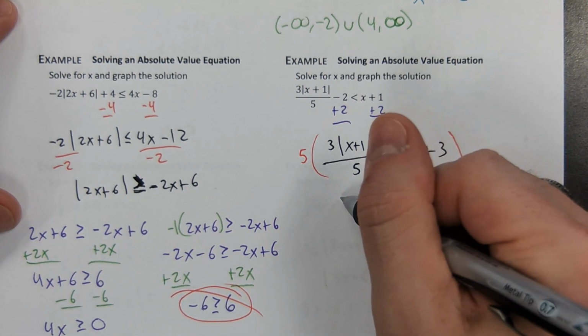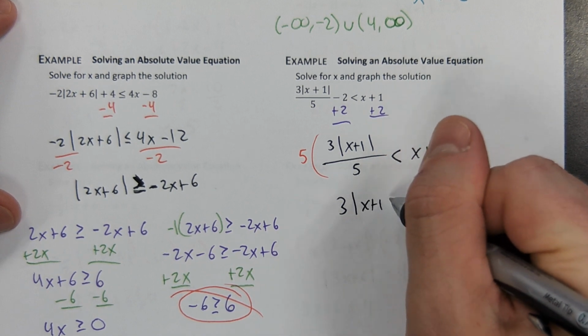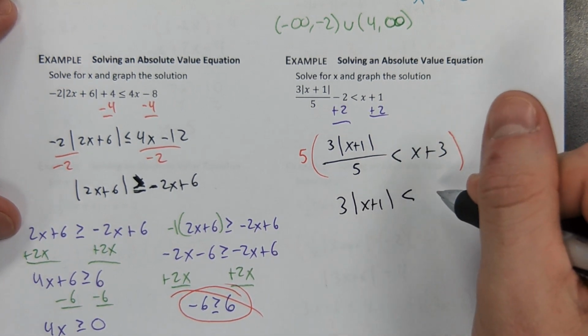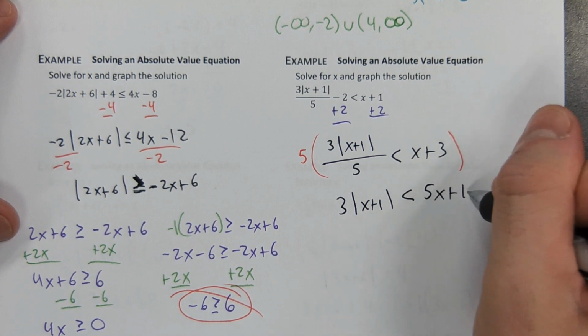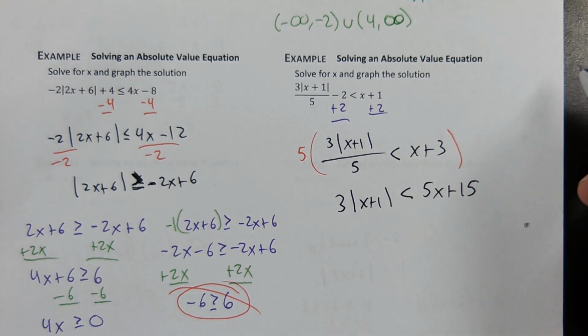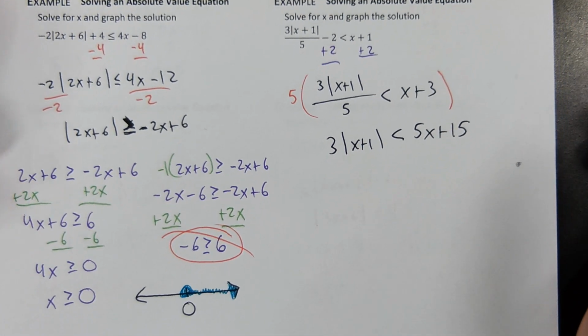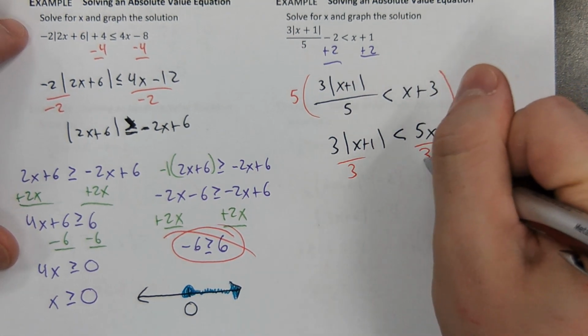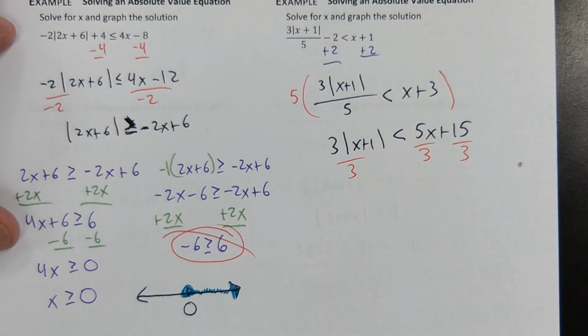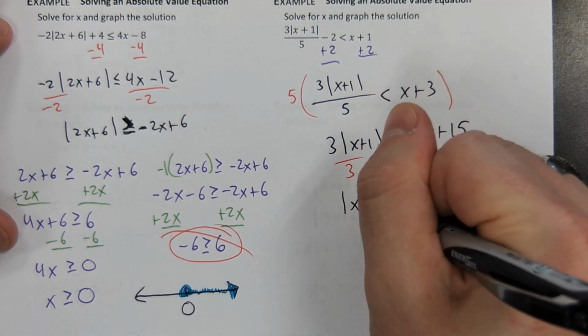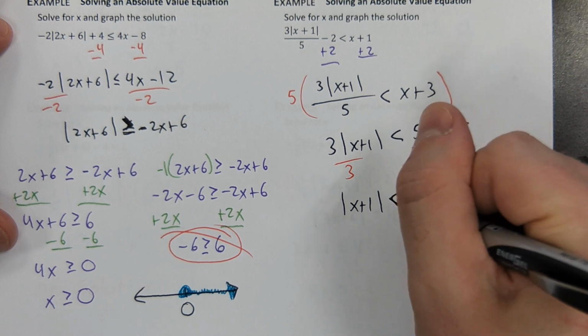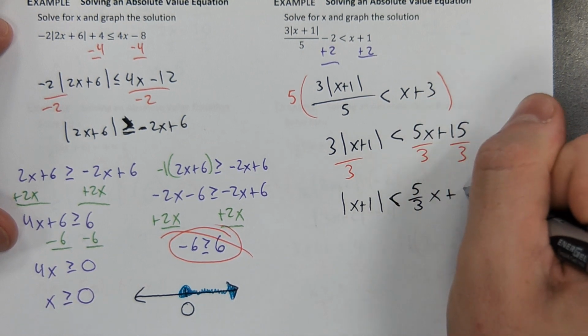On the left side, I'll be left with 3 absolute x plus 1. And on the right side, I'll have 5x plus 15. Ew! There's got to be fraction answers. Yeah. There's not really a way to avoid it, unfortunately. So let's just go ahead and bite the bullet, divide both sides by 3. Gives us absolute x plus 1 is less than 5/3 x plus 5.